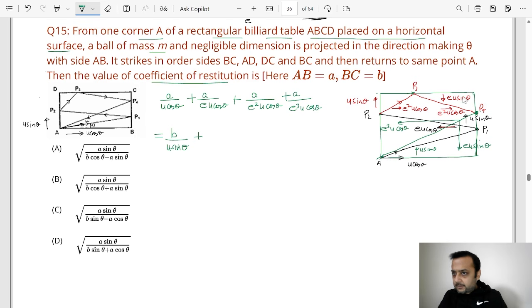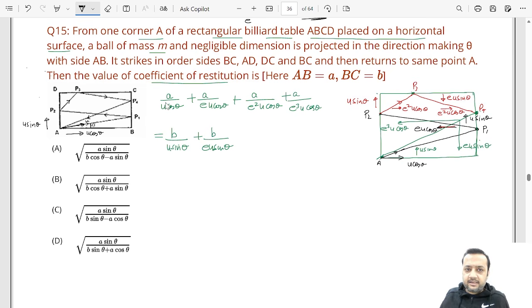Again from here to here, the velocity is e u sin theta in the y-axis, and from here to here again it is e u sin theta. You can see that while coming back, the velocity in the y-axis remains e u sin theta. So the total displacement is b upon e u sin theta. This is the equation that we will get. Once you understand this, the physics is over and it's now simple math.